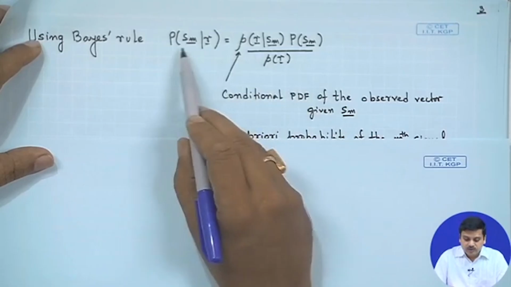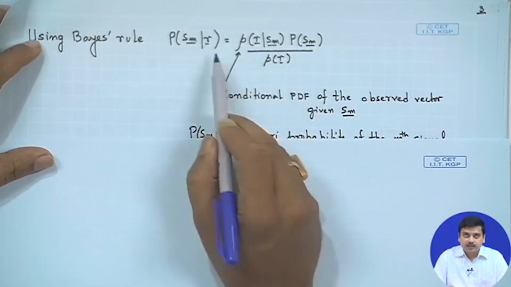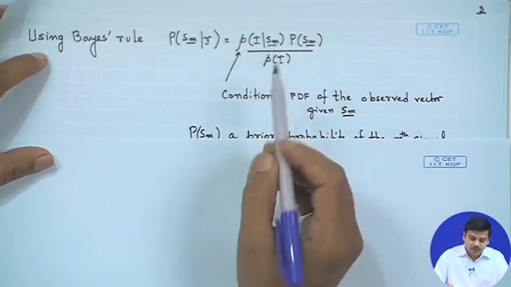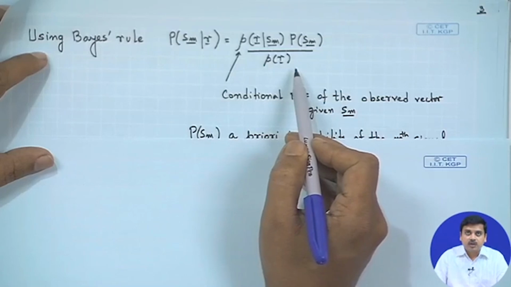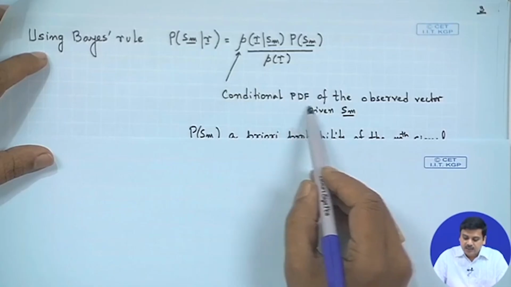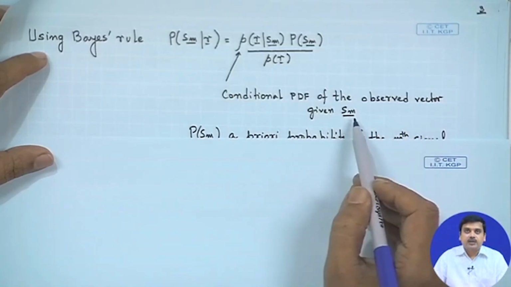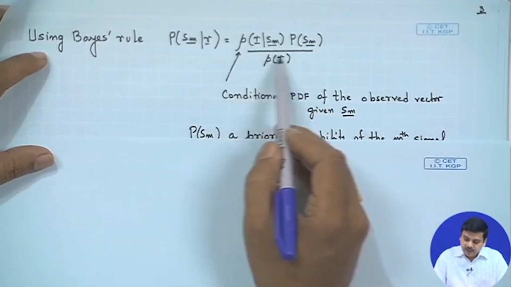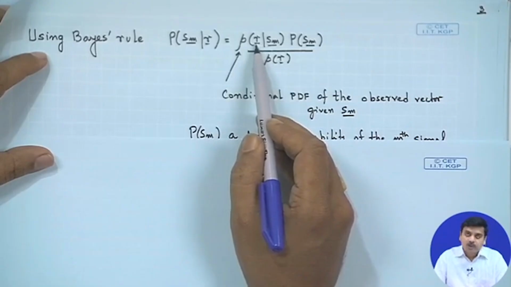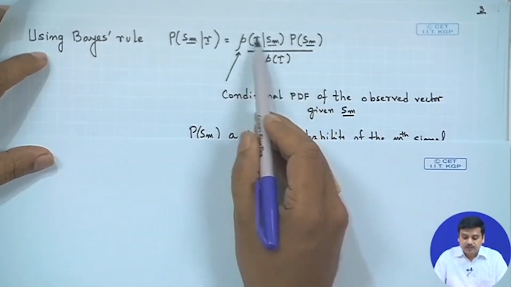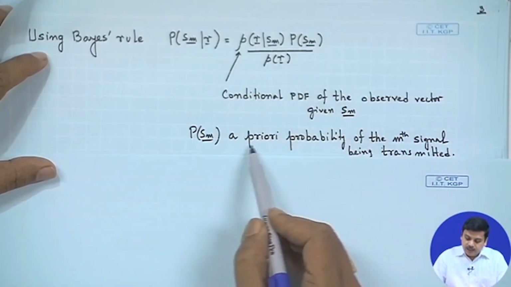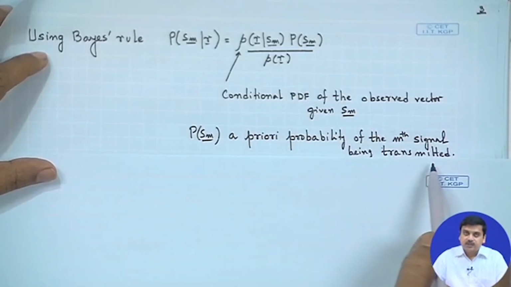In another way, you could also see P of Sm given R times P of R is the joint probability of Sm and R, and this is also the joint probability of Sm and R. So, that is a very short revision. Anyway, by the Bayes rule we have this expression, where P of R given Sm is the conditional PDF of the observed vector given Sm, and we have calculated this expression when we computed the output of the matched filter, because R is the vector at the output of the matched filter, and P of Sm is the prior probabilities of the mth signal being transmitted.